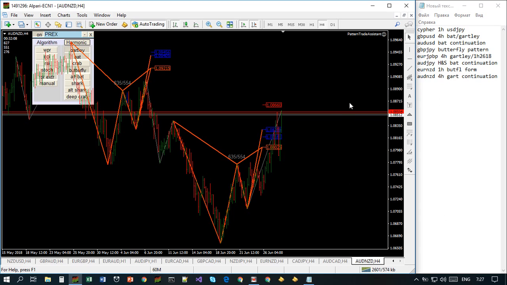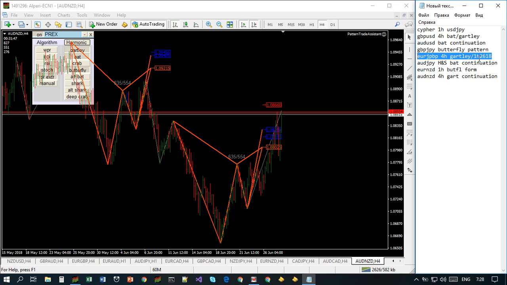Well, that's it for today. So what we have: cipher pattern on 1 hour, pretty far from completion; Pound dollar, Aussie dollar, pound yen butterfly pattern, 4 hour Gartley, Euro GBP, and 26.18 on 1 hour. This one is my favorite here for today.